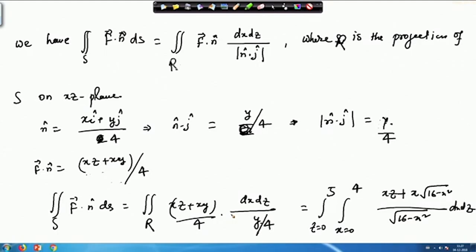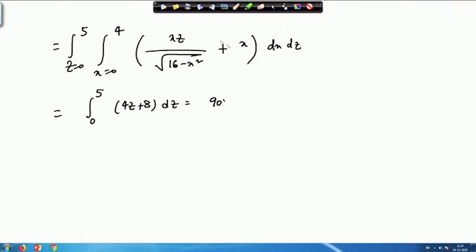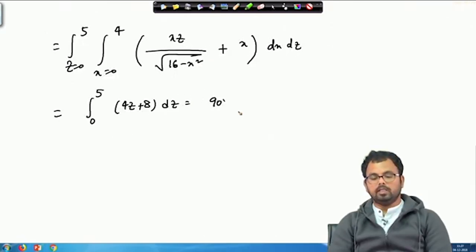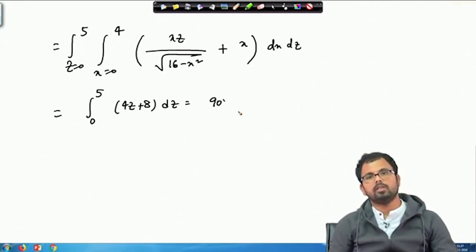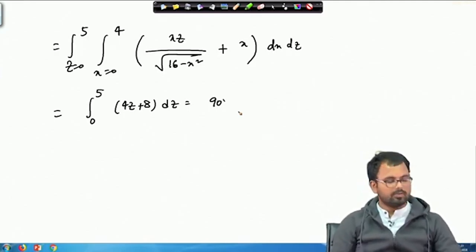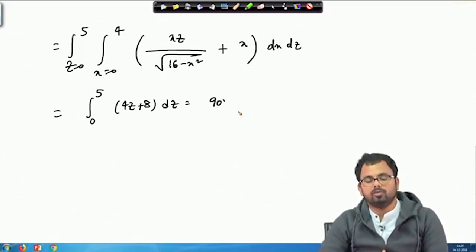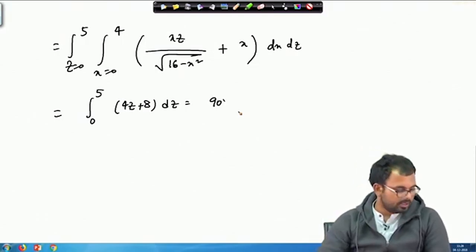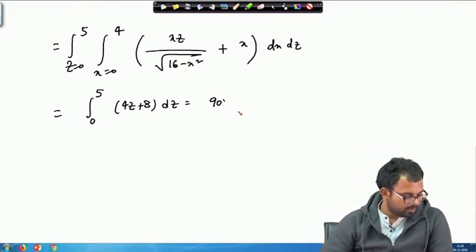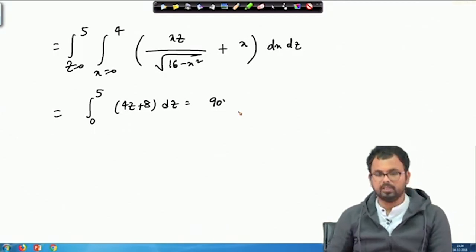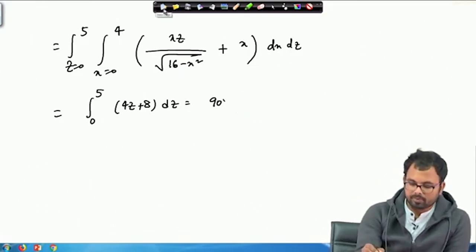And now substituting y equals 16 minus x square, and here also we do the partial fraction, and then this is ultimately 90. So this is how we calculate the surface integral of a given function f, whose surface S is given by that circle and cylinder. So that was another interesting example. We can consider another example on surface integral before we move to Green's theorem.